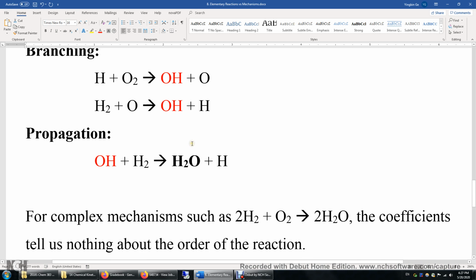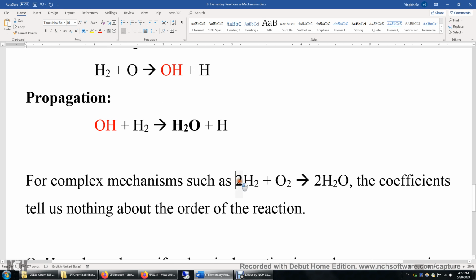For such a complex mechanism, the coefficients, again this 2 and the 1 in front of O2, tell nothing about the order of the reaction. This reaction is not a second order reaction with respect to H2. It's not first order with respect to O2. And it's not overall a third order reaction. We just don't know anything about the reaction rate of this mechanism.